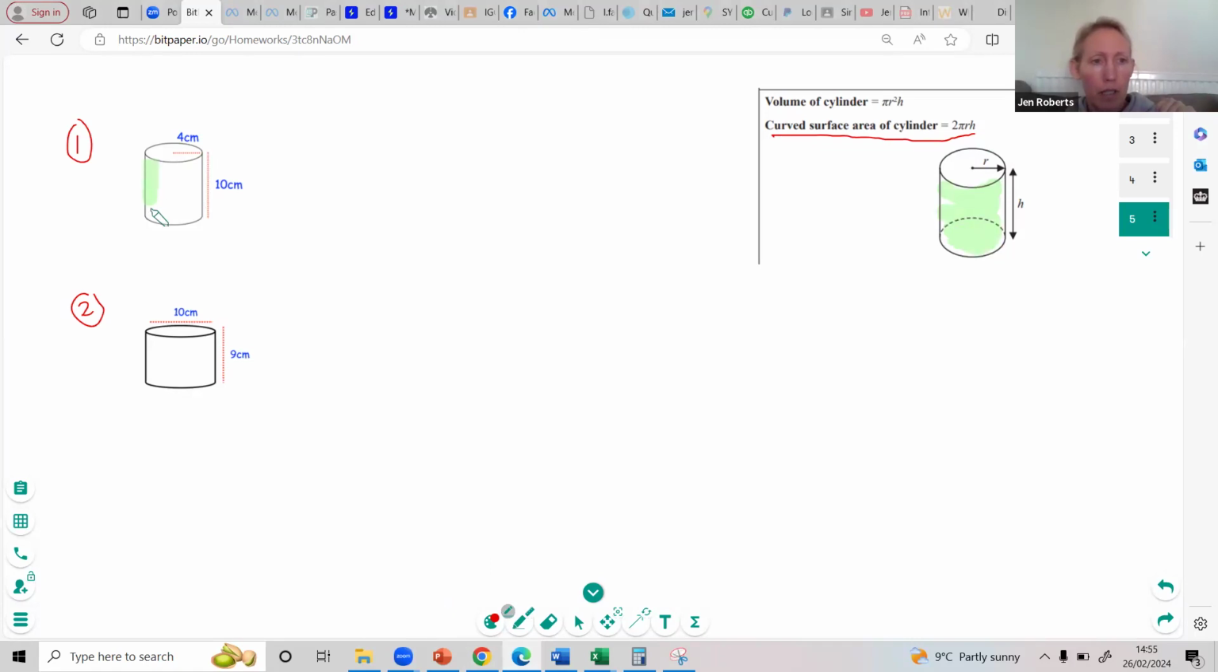So can you see here? This is my curved surface area. Let's use this little formula, 2 pi r h. So I'm just going to put the curved bit here. It's 2 times pi times r times h. What is r? Look at this cylinder here. My radius is 4. My height is 10. Just type all of that into your calculator, and we get 251.3.